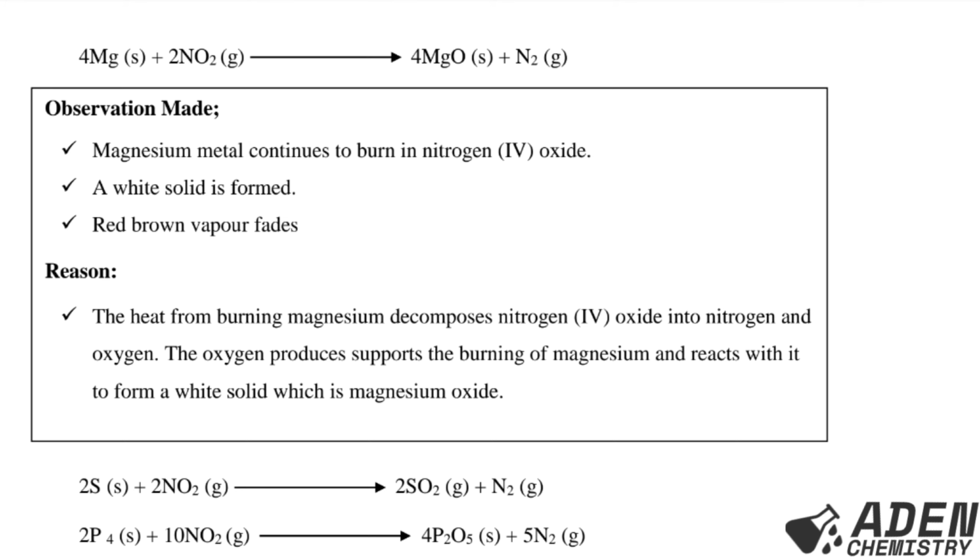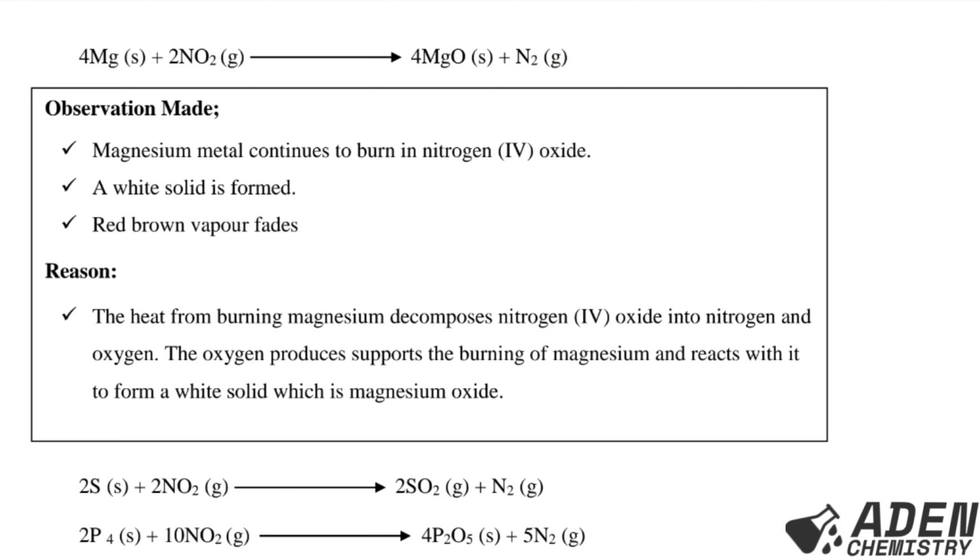Number 1, the magnesium metal continues to burn in nitrogen peroxide. Number 2, a white solid is formed, and that is due to the formation of magnesium oxide. Next, the red-brown vapor fades. Remember we said the color of nitrogen peroxide is red-brown, but the product we have gotten, nitrogen gas, is a colorless gas. So that means the red-brown vapor will fade and disappear.